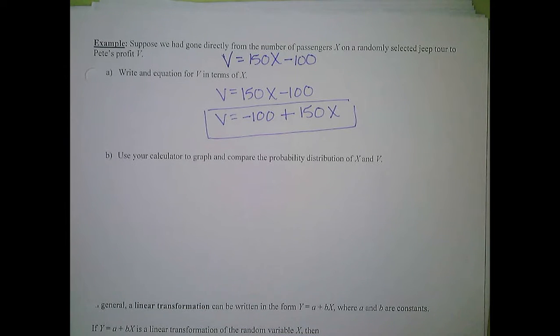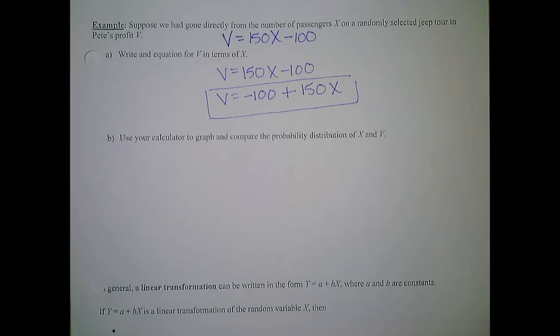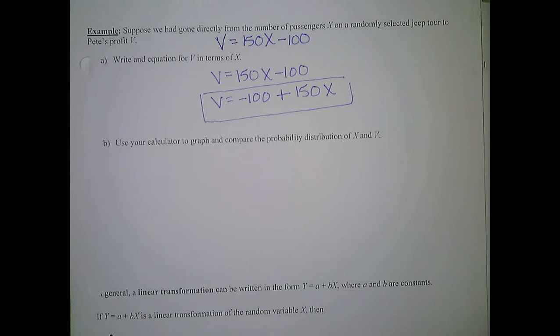So now what I'd like for you to do is partner up with somebody. One of you should look at the distribution of X. One of you should look at the distribution of V. I want you to compare them and then tell me what in general these linear transformations have on the random variables. So what happens to the shape, what happens to the measures of center and location, what happens to the measures of spread?